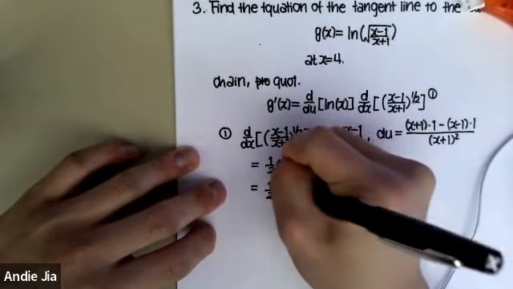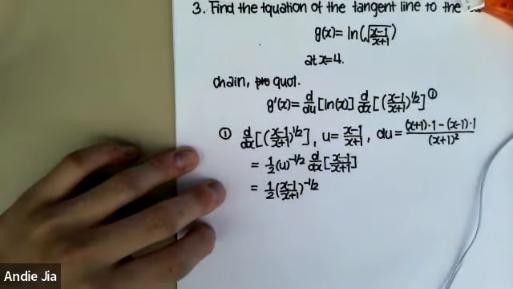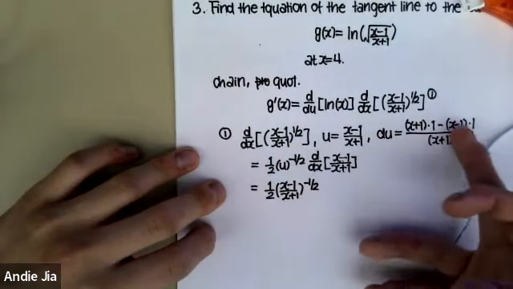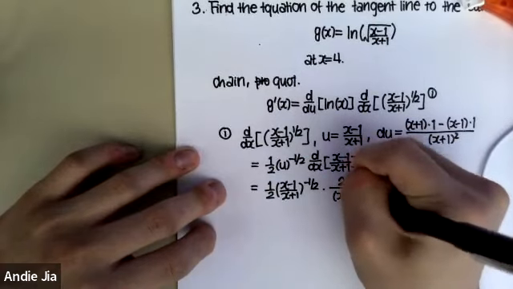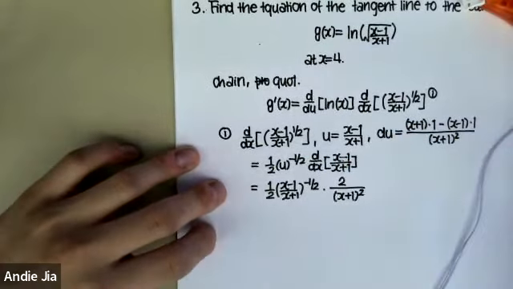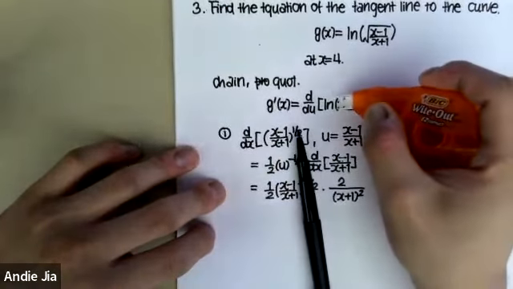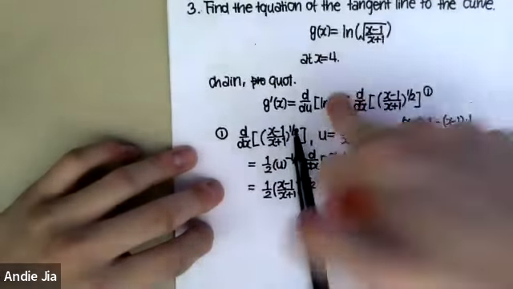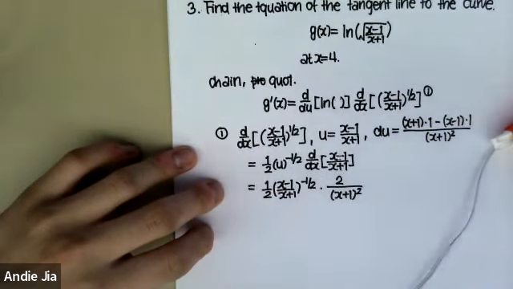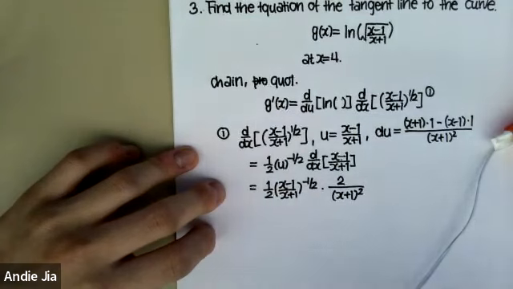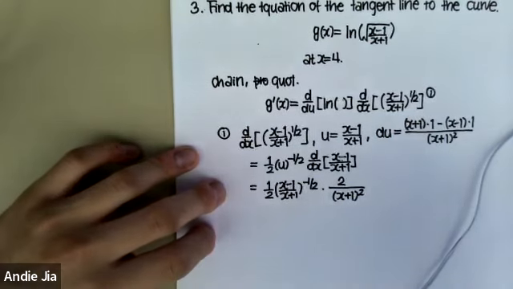So for this, it's going to be (x minus 1)/(x plus 1) to the negative 1/2, and then you times 2 over x plus 1 squared. That's just a variable mistake. Hey guys, I apologize for the mistake I made, because I used natural log of x and forgot to change the variables when I made the substitution in the chain rule. I apologize for it.